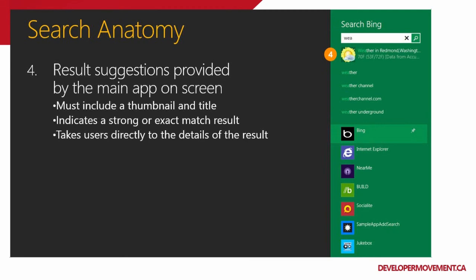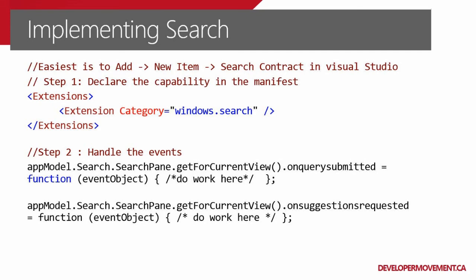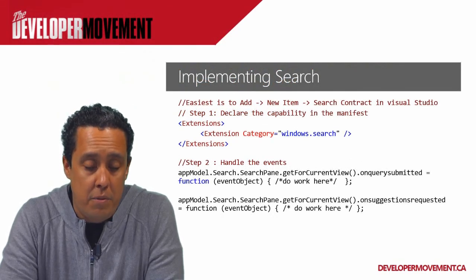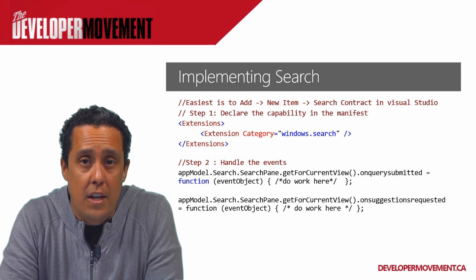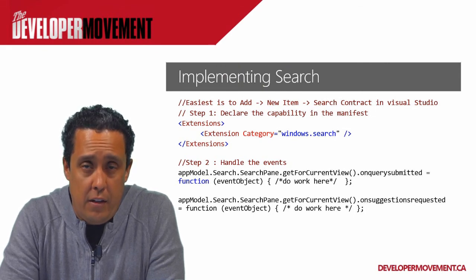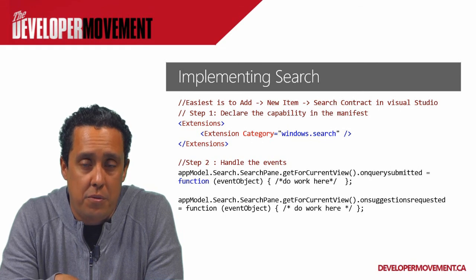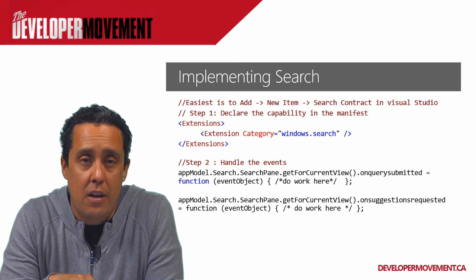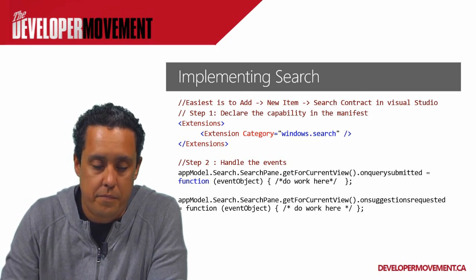And then there are suggestions provided by the main app on the screen. Implementing search is actually pretty straightforward. The easiest way is to go to add new item, search contract in Visual Studio. What that'll do is create a Windows.search extension in the category. The second step is just to handle the events. You want to handle on query submitted, so when the query is submitted, you search your actual data. And then on suggestions requested, you give it the autocomplete list that's available.